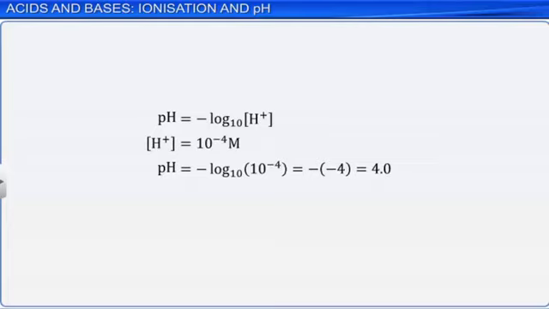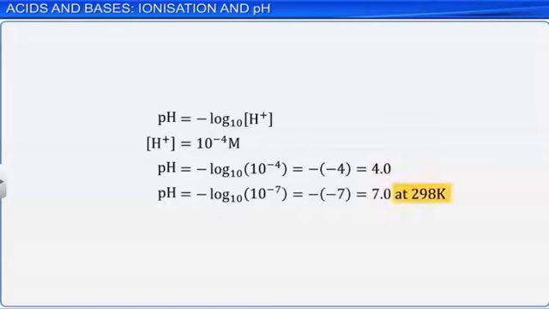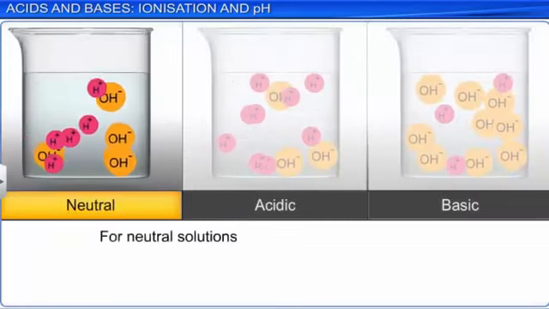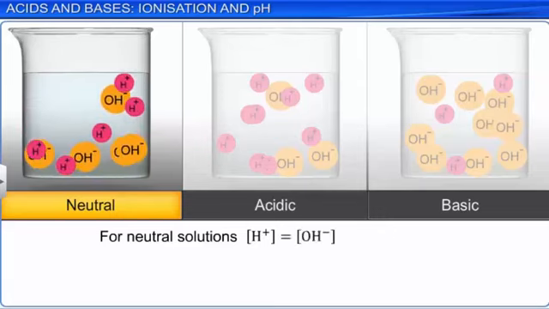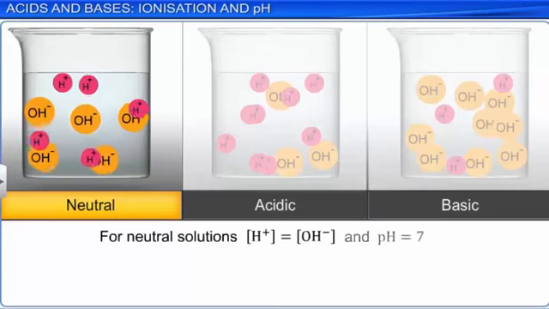Thus, the pH of a solution containing hydrogen ion concentration of 10 to the power of -4 molar will be equal to 4. You have seen that at 298 Kelvin, the concentration of hydrogen ions in pure water is equal to 10 to the power of -7 moles per liter. Thus, the pH of pure water is 7. Thus, for neutral solutions, the H plus ion concentration is equal to the OH minus ion concentration, and the pH is equal to 7.